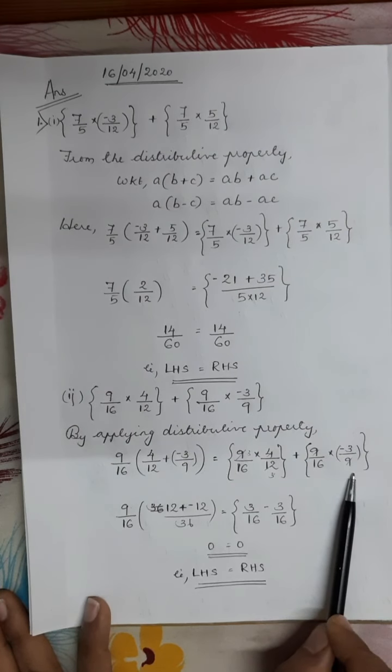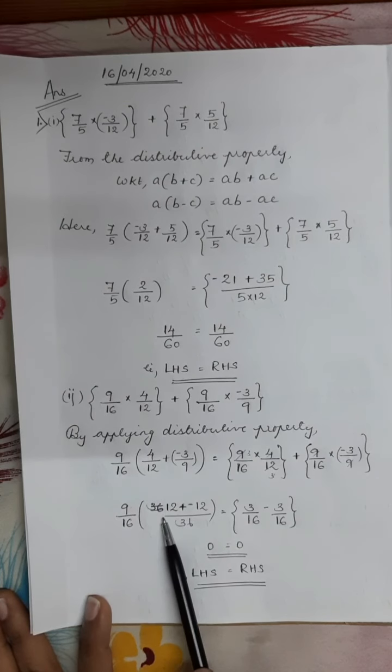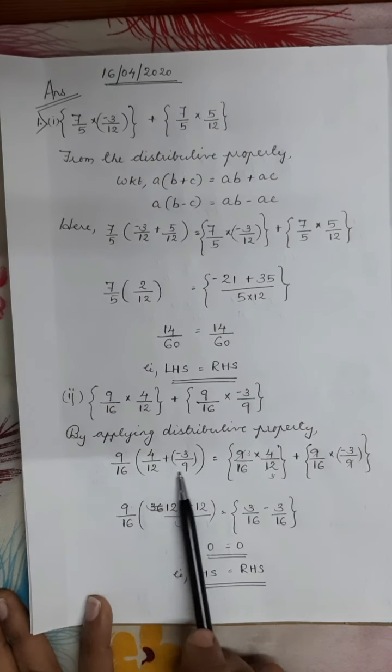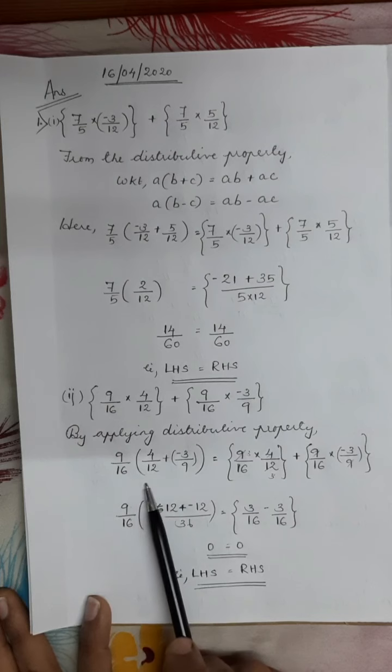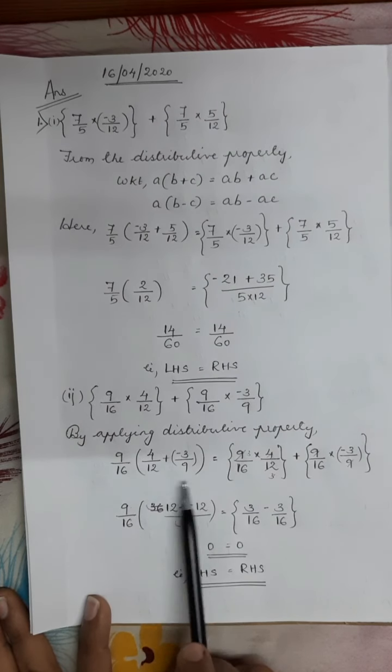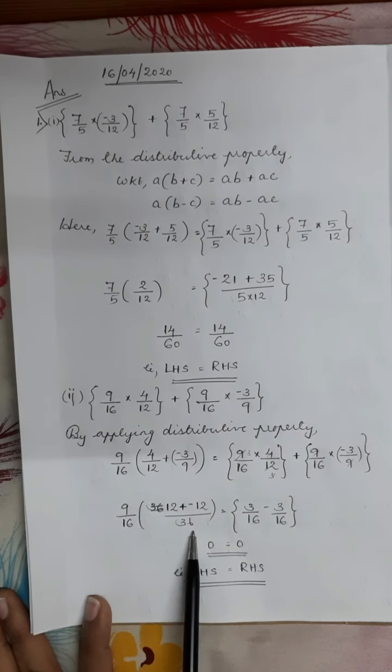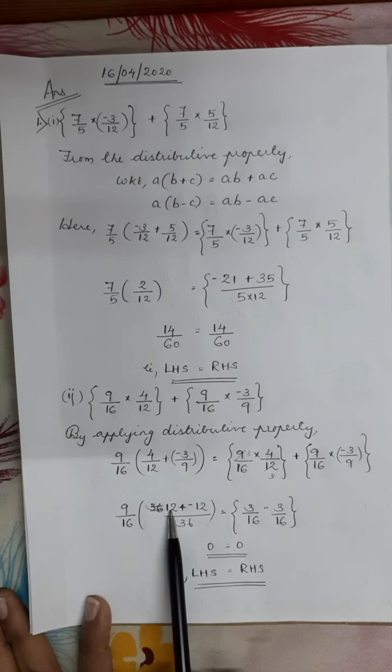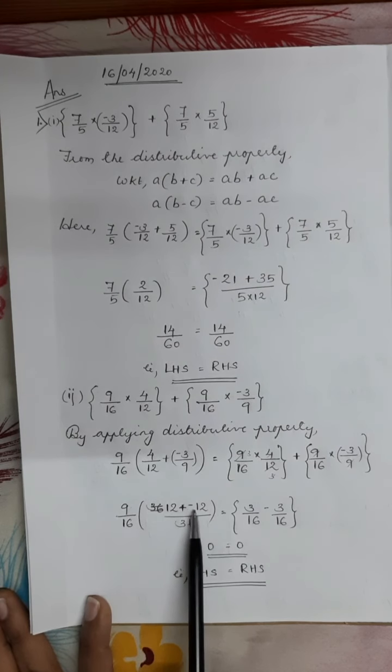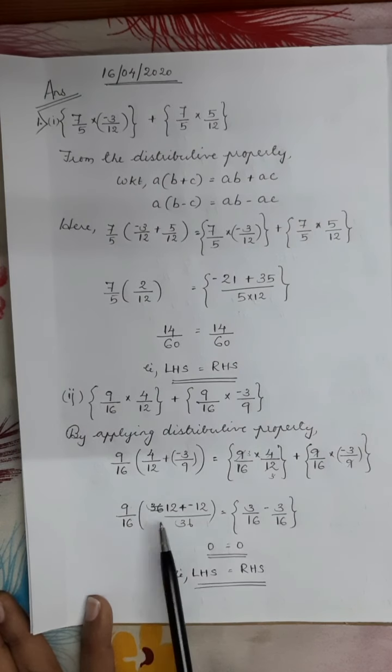So here also, while solving the left hand side, we need to take the LCM of these terms, because the denominators are different numbers, 12 and 9. While taking the LCM we will be getting 36, and so the numerator will come 12 plus minus 12. 12 plus minus 12 means what? It comes 0, so the total becomes 0 on this side.